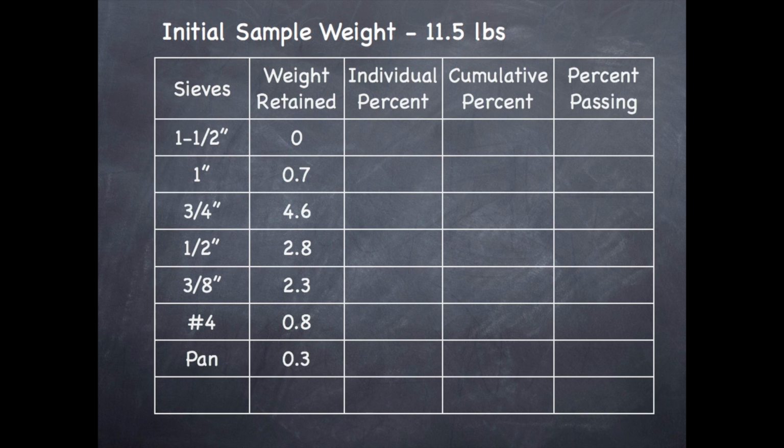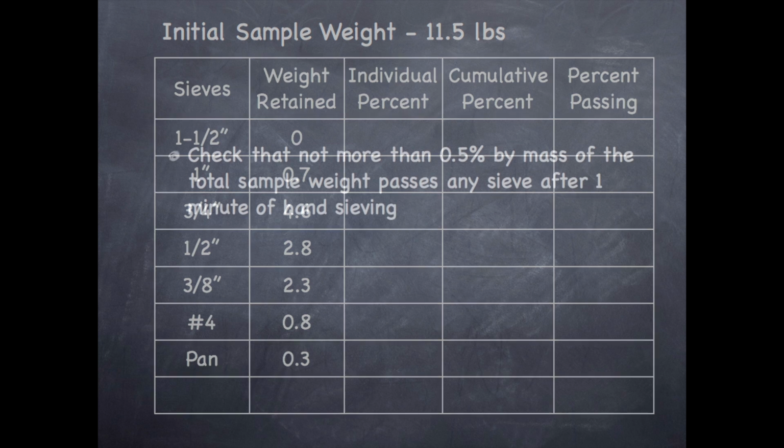So let's assume that we have done our sieve analysis. We started with an 11.5 pound sample, and we are running this sieve analysis to compare it to ASTM C33 size number 56. We'll talk about that specification in a moment. However, we have completed our sieve analysis and we have recorded the following masses on each individual sieve. As you can see, those numbers are listed here.